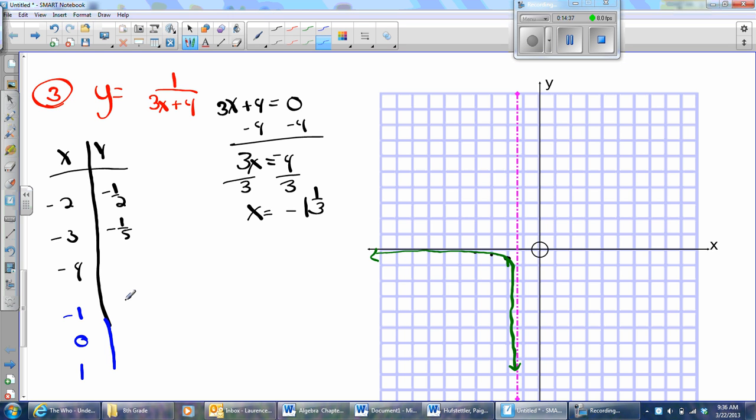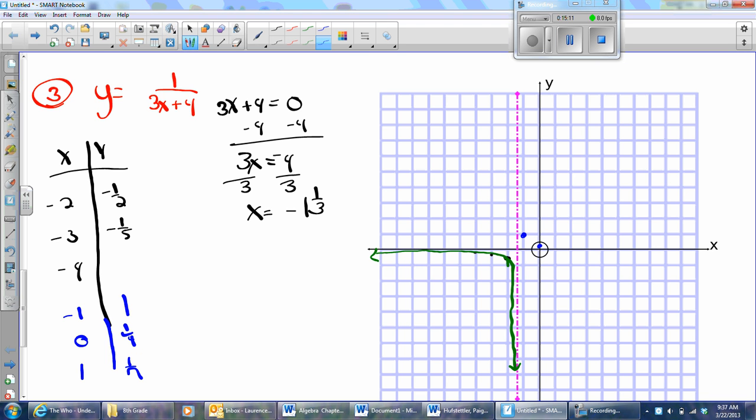Okay, I put -1 in. I'm going to get 3 times -1 is -3, plus 4 is 1, so I'm going to get 1 out. -1 is going to get me 1. If I put 0 in, I'm going to get 1/4. Oh, I knew what bothered me there. Sorry about that. -1 is at 1, and then 0 is at 1/4. Okay, if I put 1 in, I get 3 plus 4 is 7, 1/7.